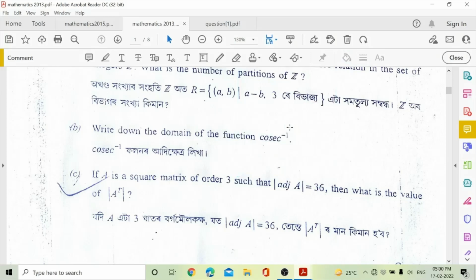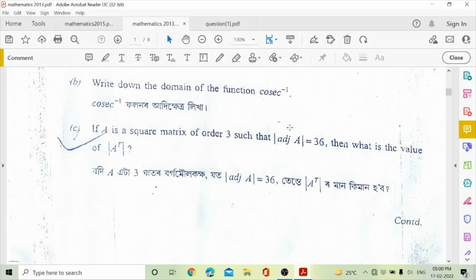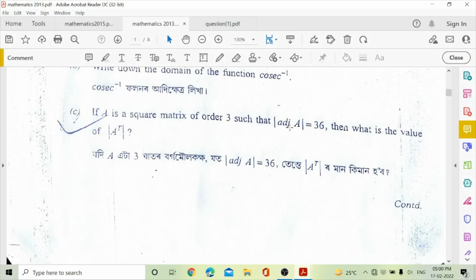Next question. What is the third one? If A is a square matrix of order 3, that means A is a 3 by 3 matrix. It is given that the determinant of adjoint of A equals 36, then you have to find out the value of determinant of A transpose.